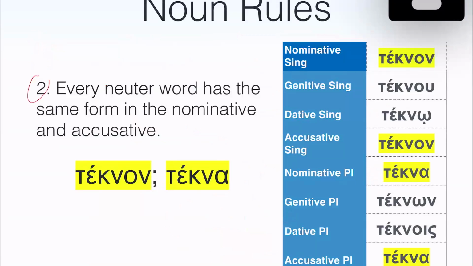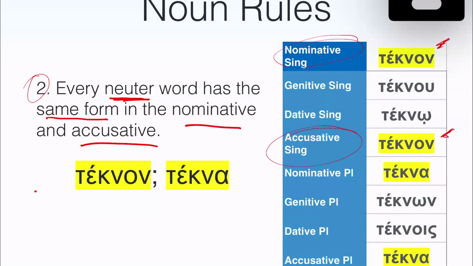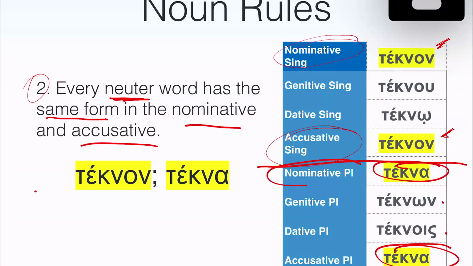Another really helpful rule to remember when learning your nouns is that every neuter word, remember they were in our second declension patterns, our omicron pattern, has the same form in the nominative and the accusative. So teknon, teknu, tekno, teknon. So your nominative and your accusative in the singular are exactly the same form. And then again in the plural, tekna, teknon, teknois, tekna. Again, your nominative and your accusative in the plural are identical.